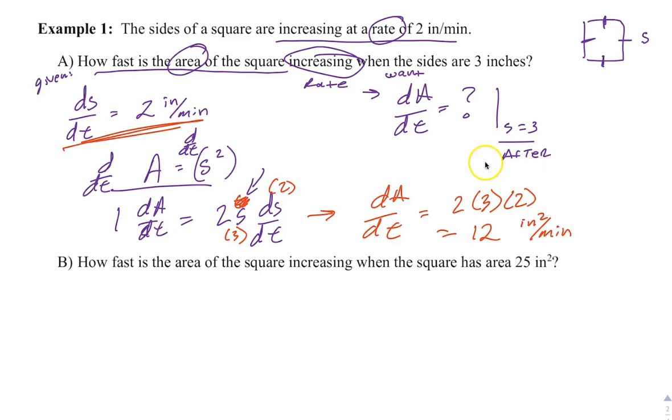If you want to do it the way you're supposed to do it, the side here was in inches, and my rate here was inches over minutes. So I had 2 times inches over minutes, which got me 12 inches squared over minutes. That's the answer. Let's look at the next one.